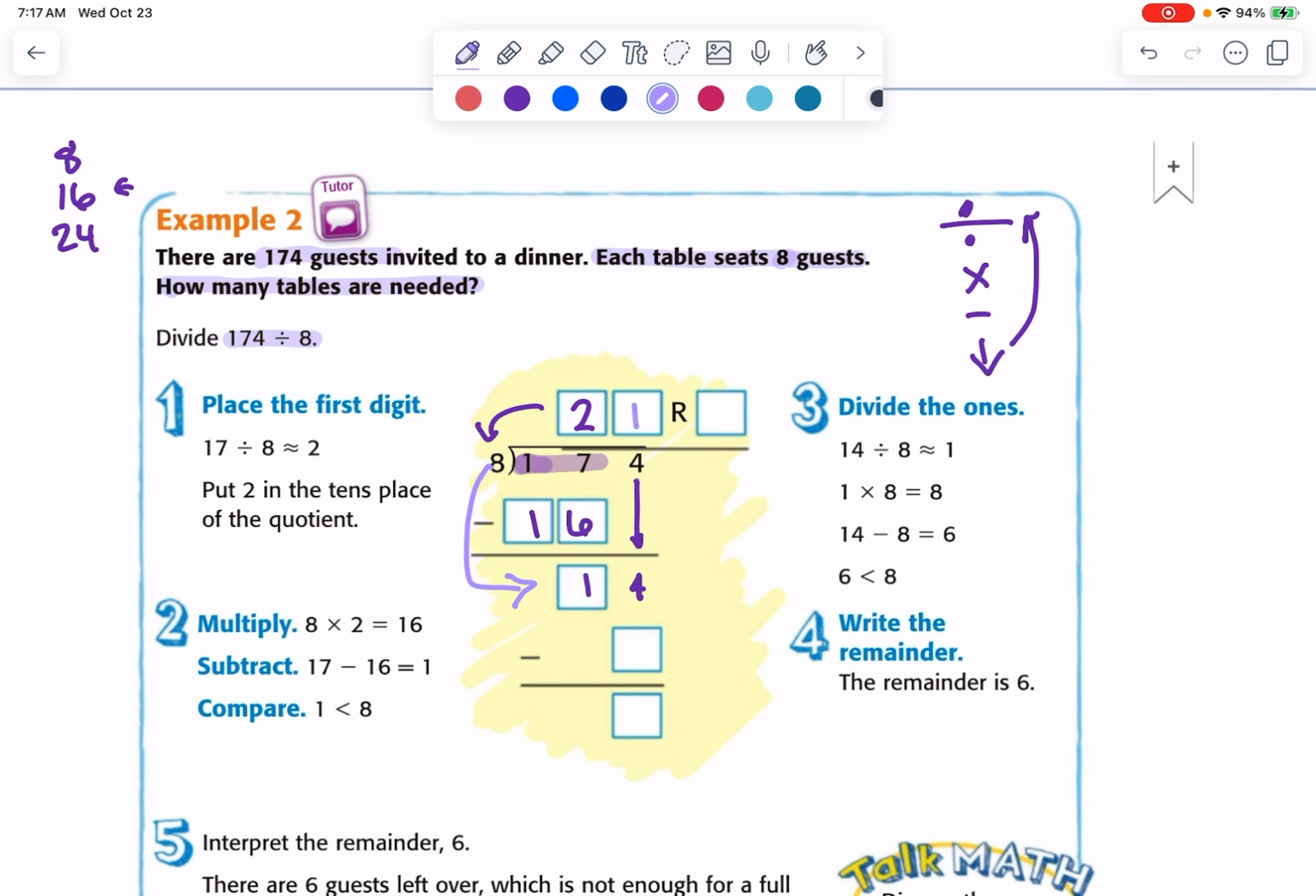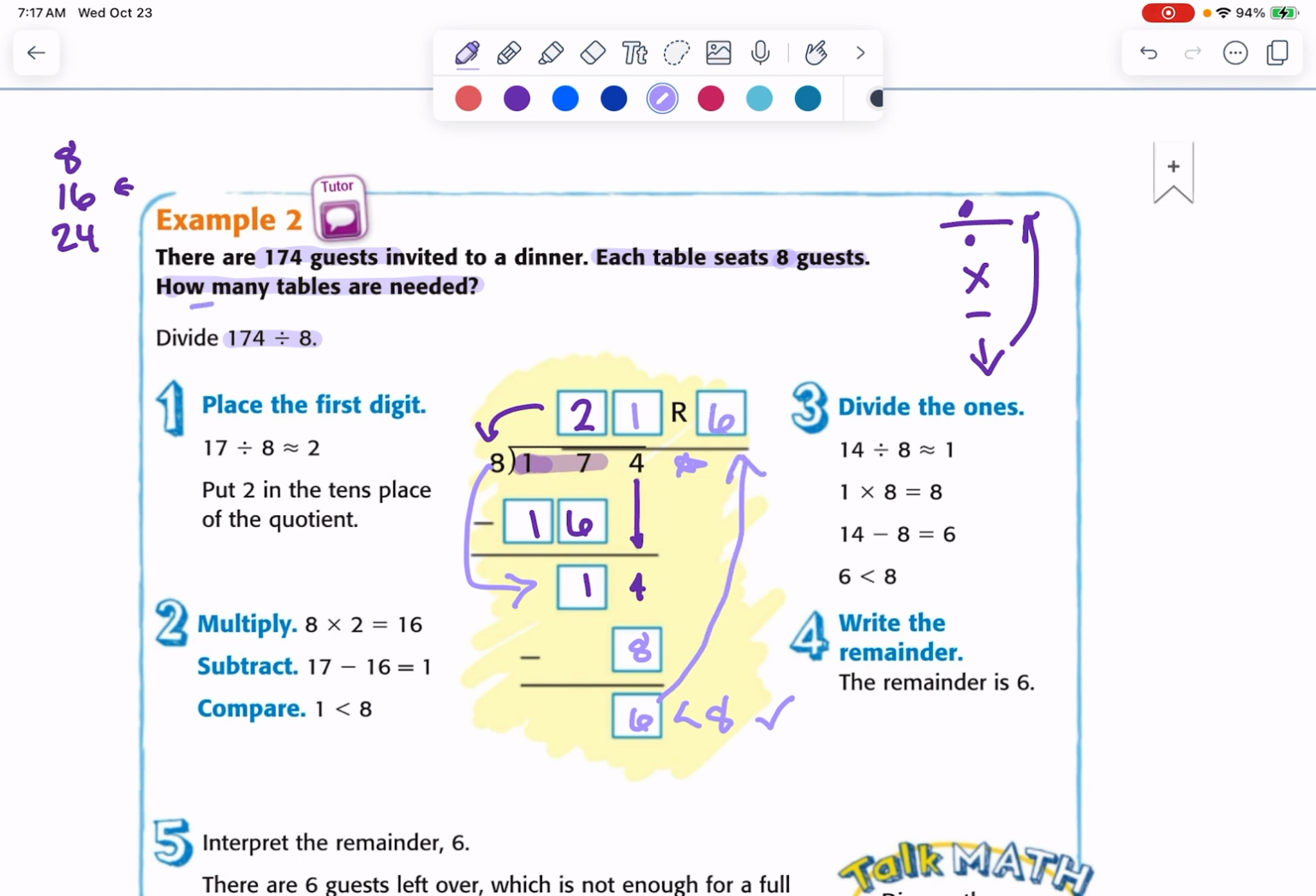1 times 8 is 8. 14, take away 8. Well, 8 and 8 is 16, 8 and 7 is 15, 8 and 6 is 14. 6. I'm going to double check that this number, because I have nothing else to bring down, is less than my divisor of 8. Yes, it is. So 6 is my remainder.